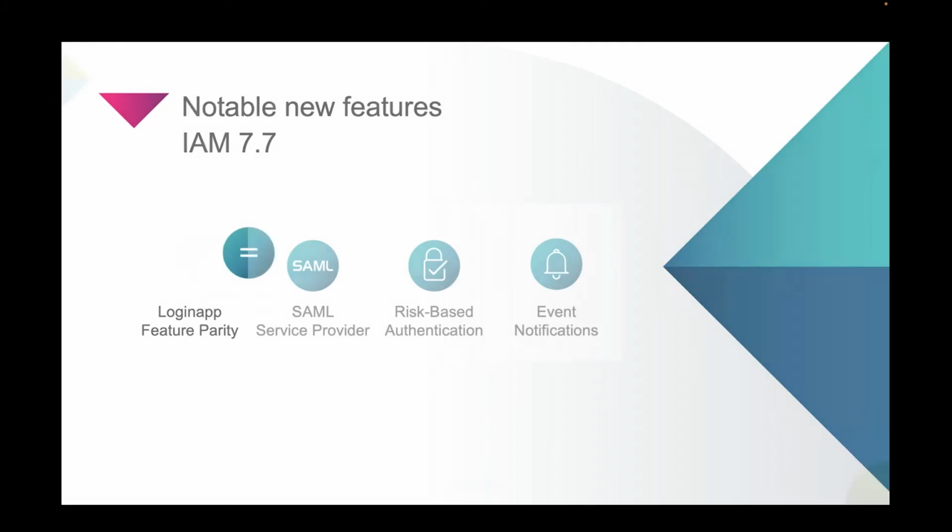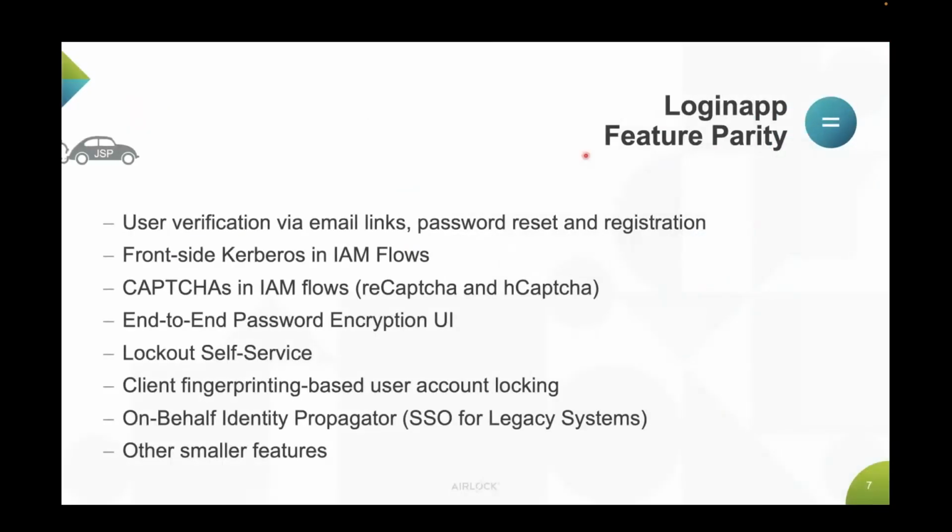So let's move on. It's a bunch of new features, and I'm going through each feature very quickly, except for the first one, where I'm going to spend a little bit more time. The first feature is about user verification via email links. It's usually used in password reset or in self-registration, something that has been possible in the JSP Loginapp. It's about sending an email link to the user, and the user can click on it and then, for example, reset the password or finish the registration.